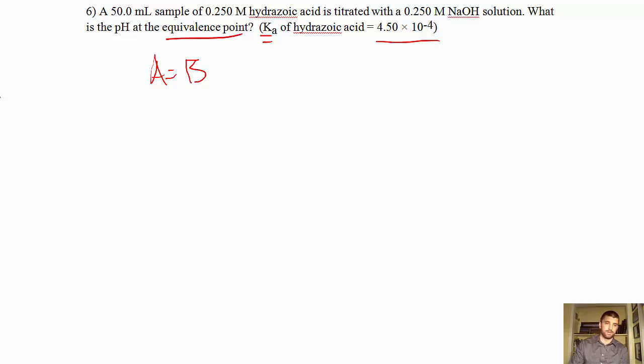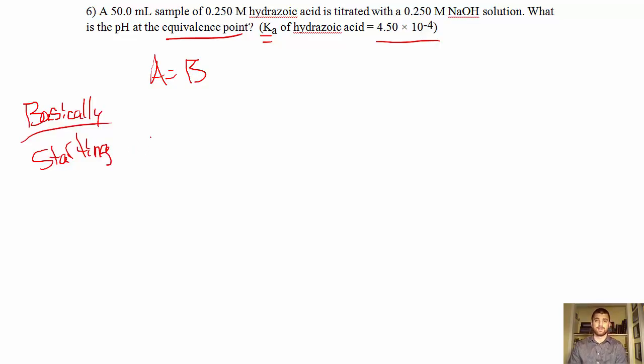So basically what's happening, we're starting with the anion of the acid. I'm just going to call that A minus. We're starting with that anion. They give us the Ka, but this anion is going to act as a base. So I don't want Ka, I want Kb.